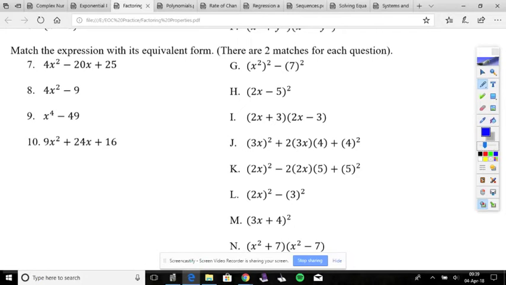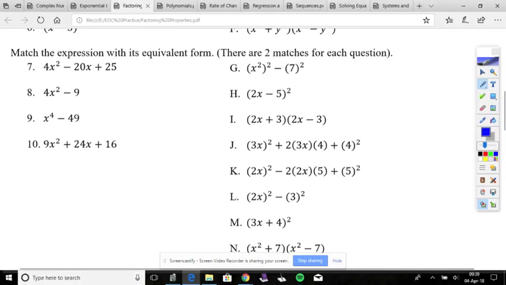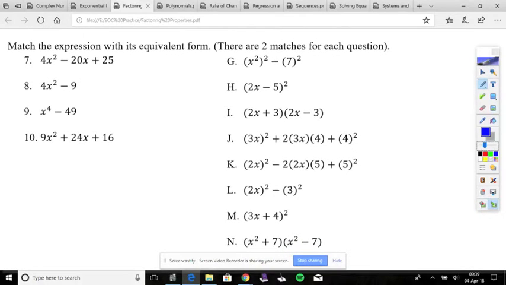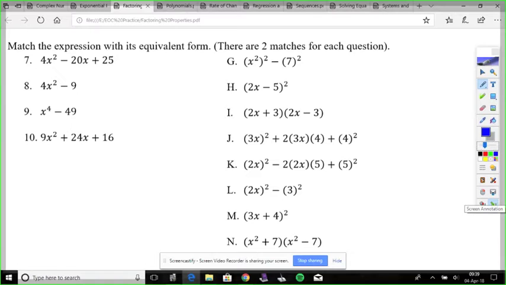So 4x squared minus 20x plus 25. Maybe looking at the answer choices would help a little bit, rather than trying to figure out exactly which identity we're using. But I notice, obviously, G is not going to be a match. If you want to simplify these answer choices, you can. I know G would be, if I put it together, x to the 4th minus 49, and there's a match for that with number 9. So that's one of the matches for number 9.